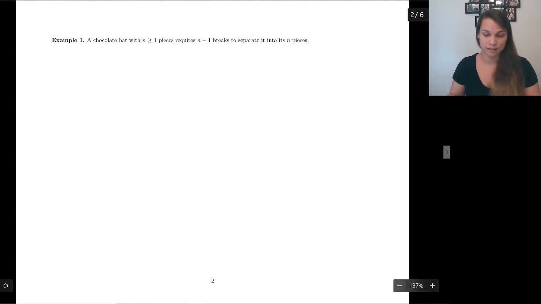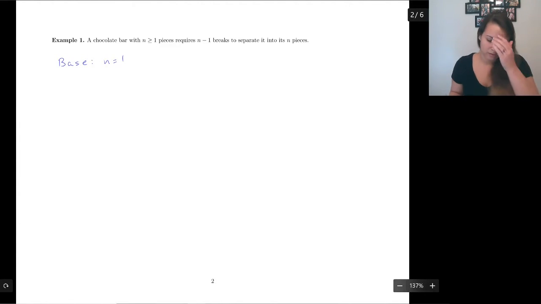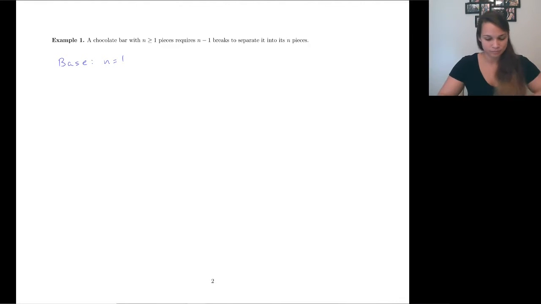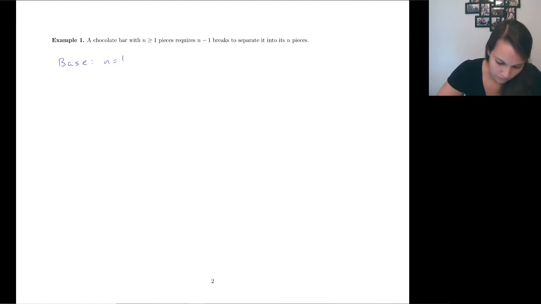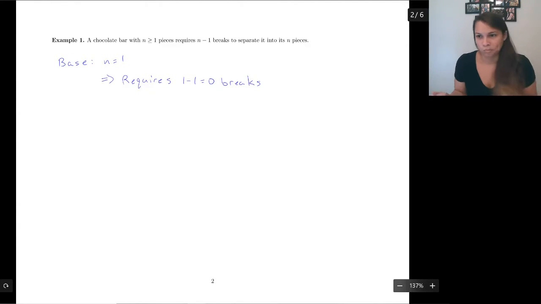So base case: a chocolate bar has to have at least one piece. So n equals 1. That's as small as we can get. So then it requires no breaks, right? 1 minus 1 equals 0 breaks, because it's one piece. You don't break that up. Okay. Checks out.